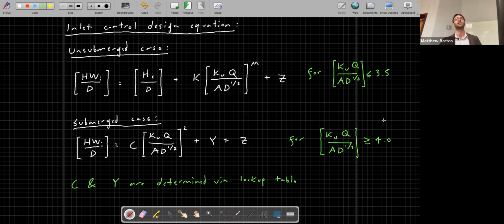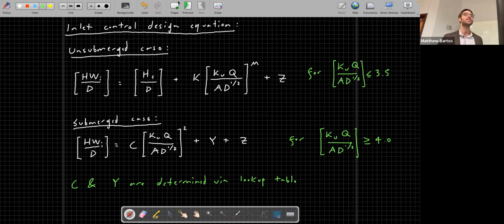Yeah, without the M value. So I could get rid of that parentheses. Okay, so this is how we determine if it's unsubmerged or submerged. If this term is between 3.5 and 4, you essentially linearly interpolate between the unsubmerged and submerged cases. And I'll write that out, and that will be the last thing that I do today. I had an example, but didn't quite get to it today.